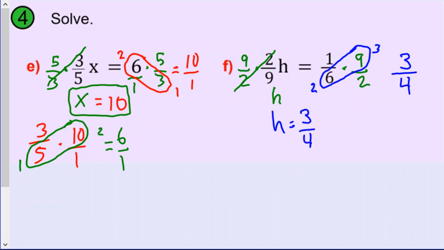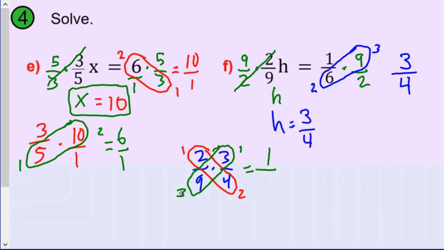And if we put that back into our equation, we have 2 over 9 times 3/4. And here we can do some cross canceling. For both of these, we divide this side by 2. We would be left with 1 and 2. And we can divide the other side by 3. We'll be left with 1 and 3. 1 times 1 is 1. 3 times 2 is 6. So our answer is true. H is equal to 3/4.